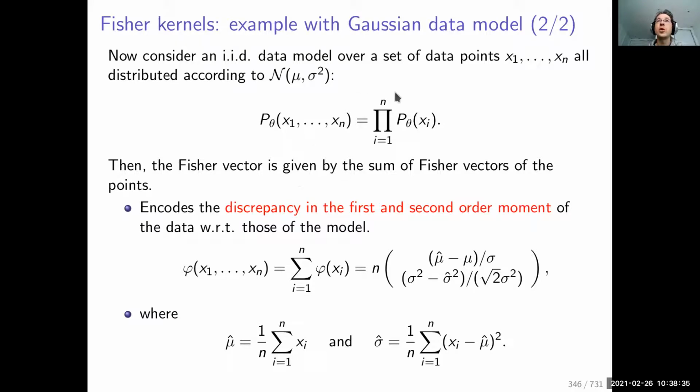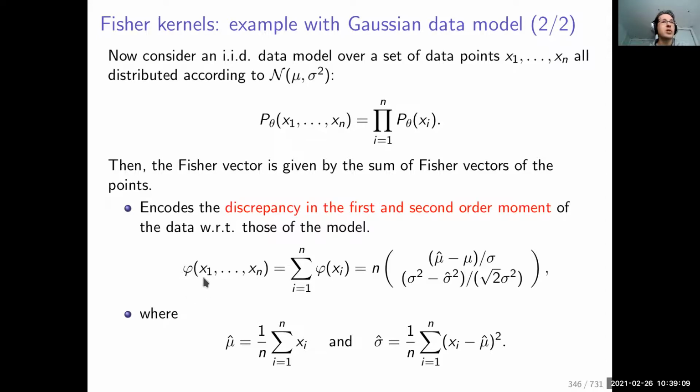But when we do that, it's easy to observe that because we have a product here, and because the Fisher kernel is considering the log probability, the product becomes a sum, and the Fisher vector is simply the sum of Fisher vectors of the individual points. So far, it doesn't look very complicated, but it gives us a nice intuition about what the Fisher vector of a set of points encodes in practice, if you use a Gaussian distribution.